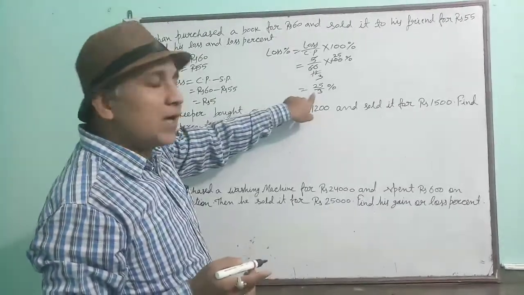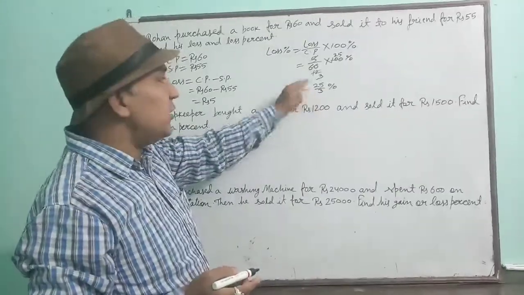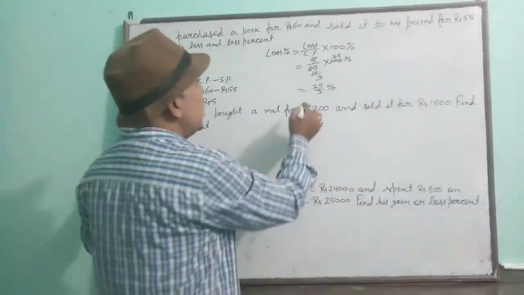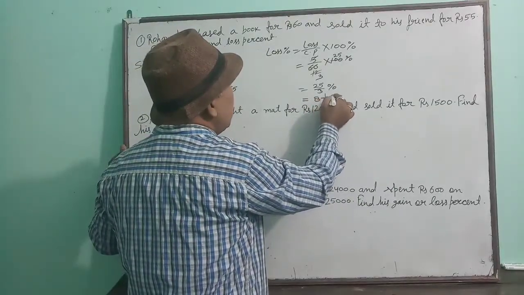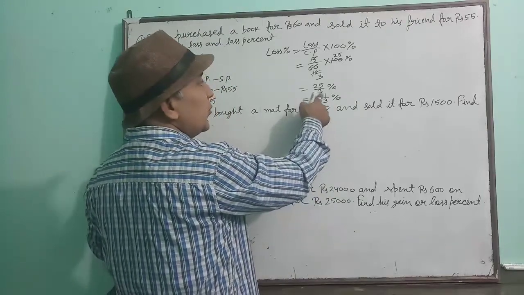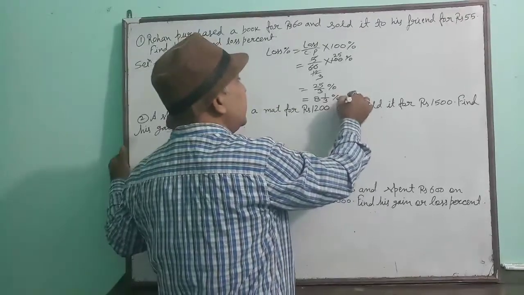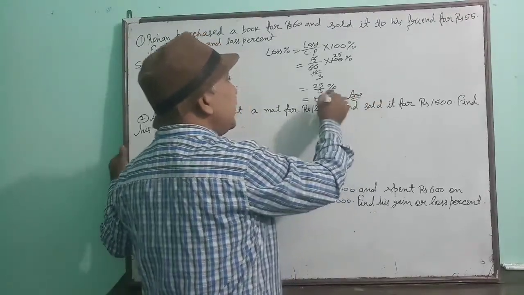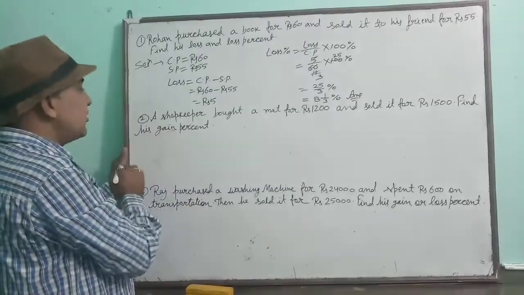Children, never give your answer till here. If your answer is an improper fraction, you must convert it into a mixed fraction. So it will be 8 and 1 by 3%. 3 times 8 is 24, 24 plus 1 is 25, so 25 by 3. That means 8 and 1 by 3% is the answer. Okay, now see question number 2.